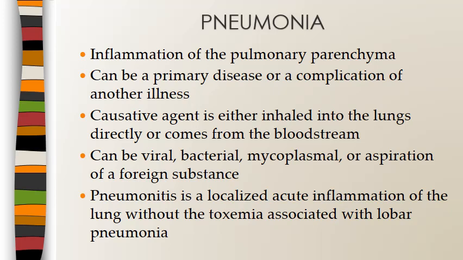Pneumonitis is a localized acute infection of the lung, and what we don't see with pneumonitis is the toxic signs and symptoms that are associated with a lobar pneumonia. So pneumonitis is acute and localized inflammation without the signs and symptoms that we see with a lobar pneumonia.